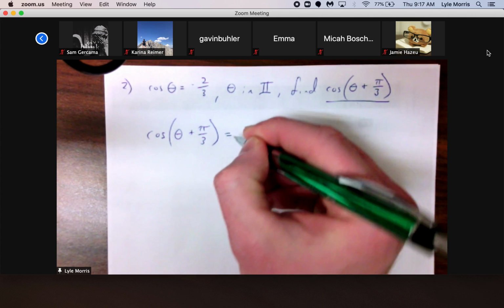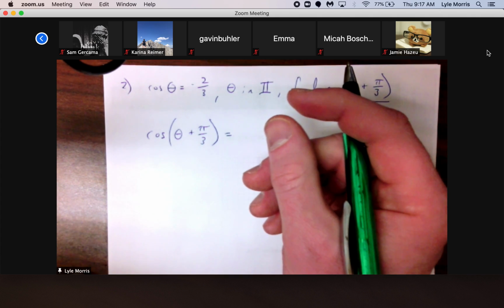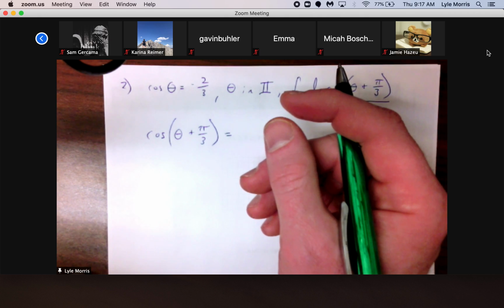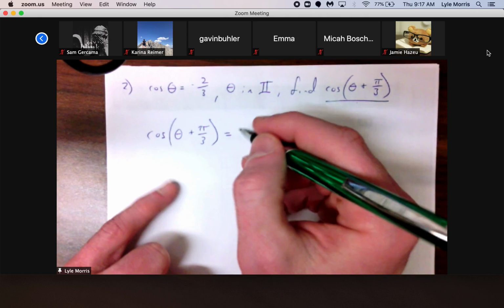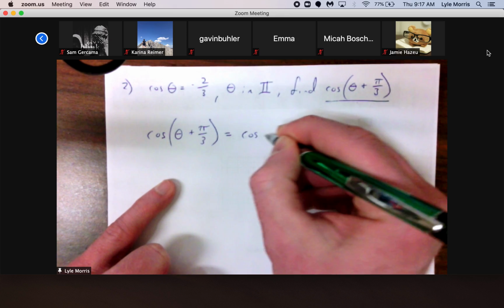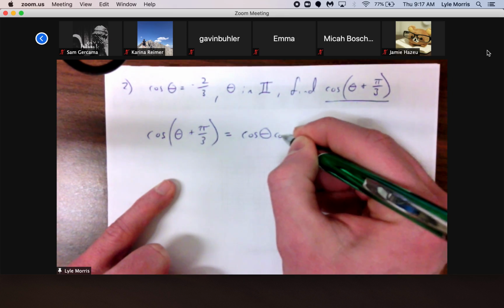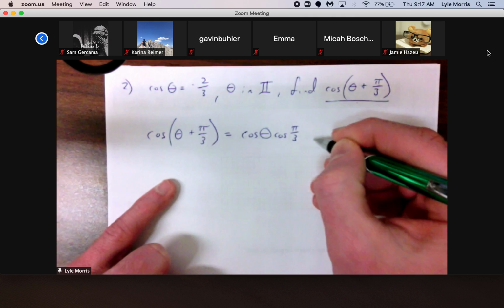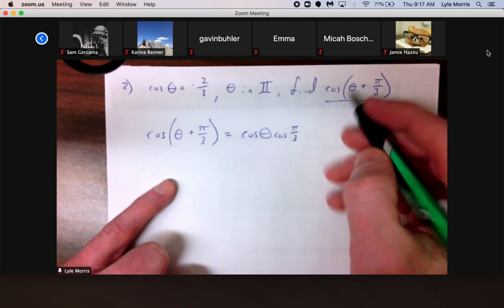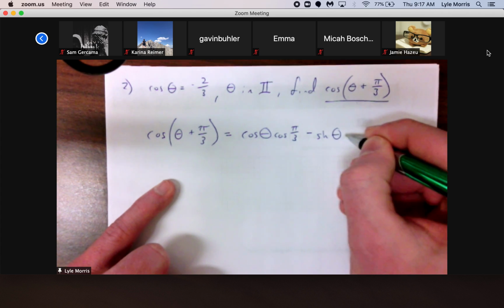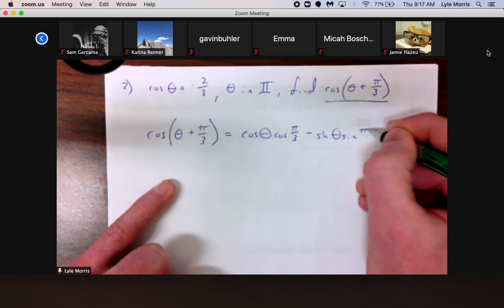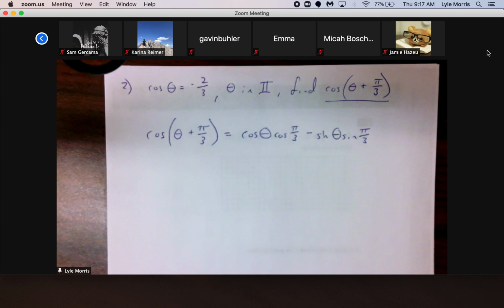So we've got to find the identity that works. Cos of a plus b. Put it on my board here. Cos of a plus b equals cos a cos b minus sine a sine b. So this is cos of theta, cos of pi over 3, and then minus sine theta sine pi over 3.